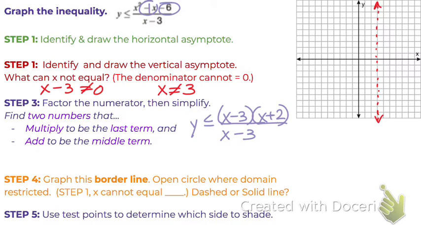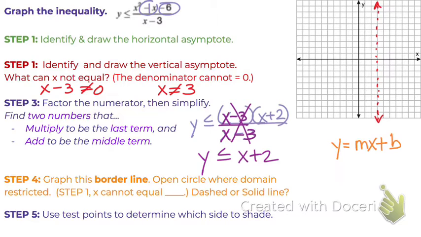Now we look at it to see if anything can cancel out. If there's something in our numerator that's also in our denominator. And notice there's an x minus 3 divided by x minus 3. That's 1. So our inequality that we're going to graph is y is less than or equal to x plus 2.